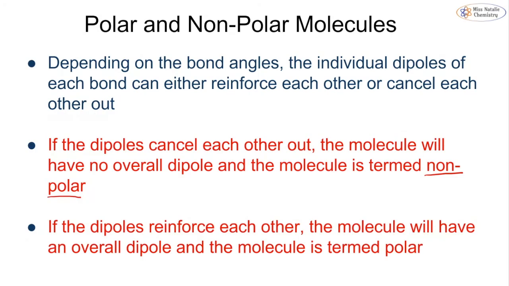If the dipoles reinforce each other, for example, all of the dipoles show that the electrons all sit to the left of the molecule, then the left-hand side becomes slightly negative and the right-hand side becomes slightly positive. And this is reinforcing the dipole, and we call these polar. What's important to understand is that there is a difference between polar and non-polar molecules and polar and non-polar bonds. And we'll look at some examples now.